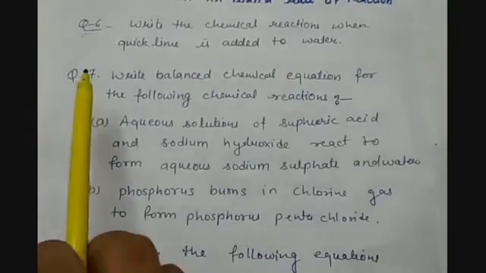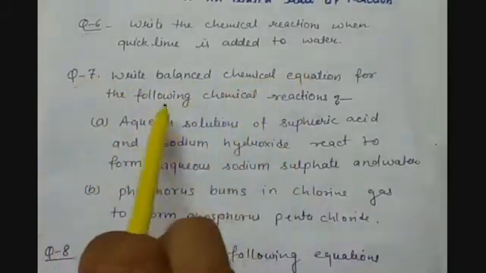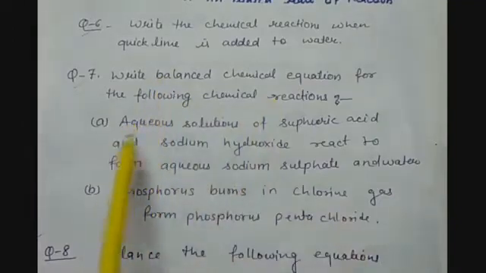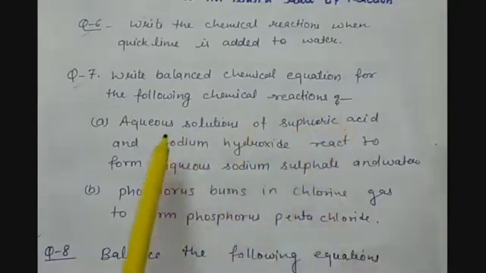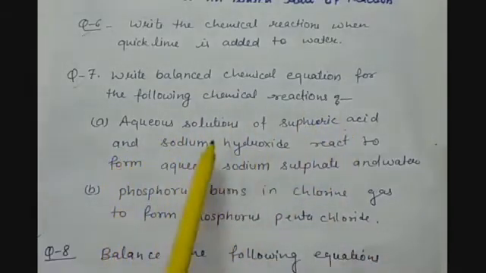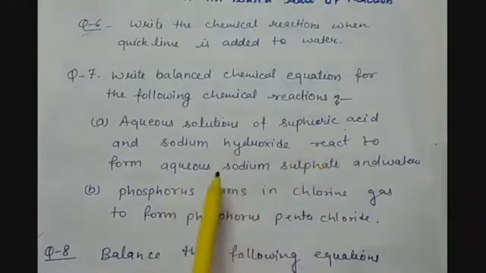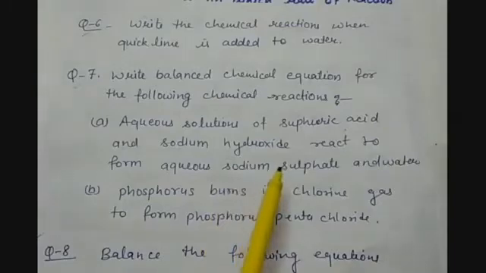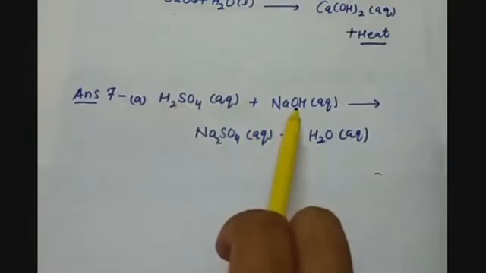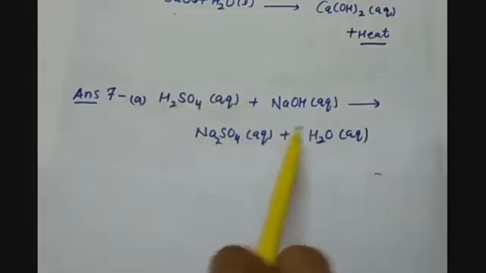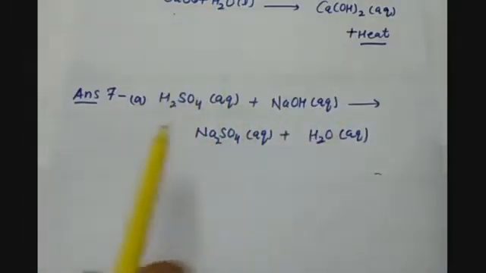Question number 7 is, write balanced chemical equation for the following chemical reactions. A. Aqueous solution of sulfuric acid. So H2SO4 and sodium hydroxide, NaOH, react to form aqueous sodium sulfate, Na2SO4, plus H2O. So the reaction will be H2SO4 plus NaOH gives us Na2SO4 plus H2O, but this seems to be an unbalanced reaction.